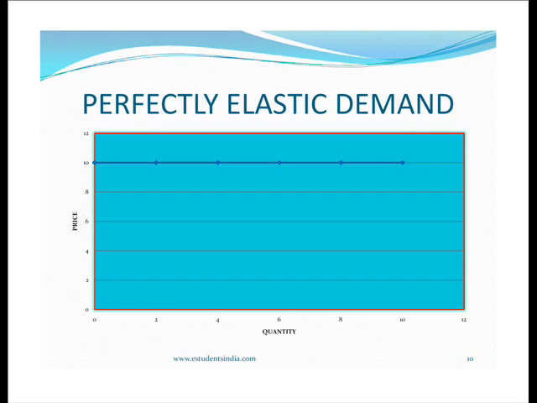A small reduction in price, say from rupees 12 to rupees 10, will cause the buyers to increase the quantity demanded from zero to all they could obtain. Extreme situation. The perfectly elastic demand curve is found for the product of an individual firm working under perfect competition.